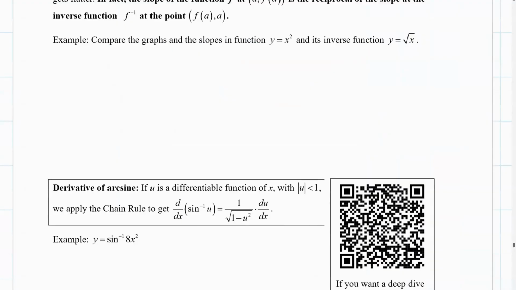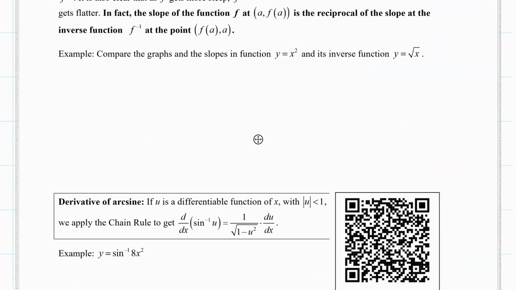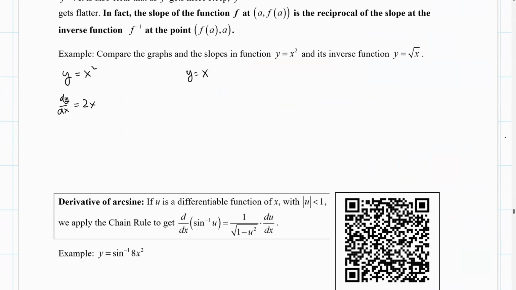Compare the graphs and the slopes of y equals x squared with y equals the square root of x. So y is equal to x squared, so dy/dx is equal to 2x. y is equal to the square root of x, which I'm going to write as x to the 1/2. So dy/dx is, let's bring the power down, and then reduce the power by 1, which is equal to 1 over 2 times the square root of x.